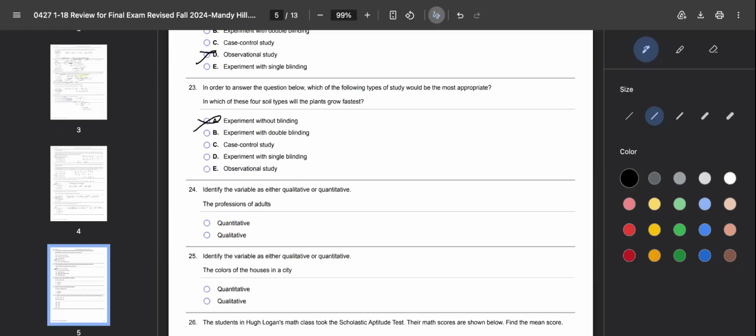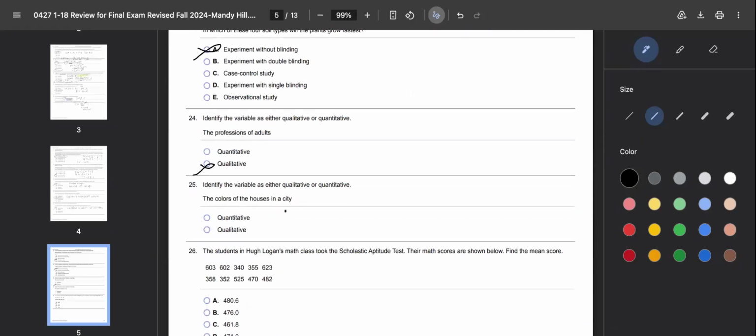Okay. So number 24 says the professions of adults. Well, I can start naming the professions of adults: a nurse, a doctor, a teacher, right? Those are not numbers. So I'm sure that it is qualitative because it's not a number.